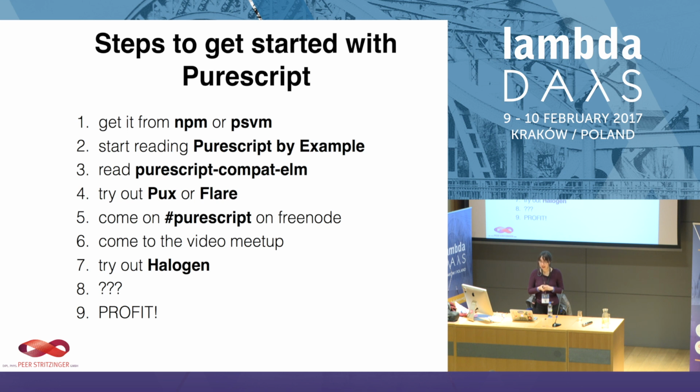And if you come from Elm, you should probably read the library Purescript Compact Elm, which is the library used by that Elm implementation in Purescript. Because it will show you how you do the same things as Elm in Purescript, like tuples are different and stuff like that. It's actually quite useful. Then you could try out Pux or Flare, and you could visit the Purescript channel on Freenode, or come to the online video meetup, which I think is monthly or twice a month. And then you could try out Halogen and free monads and stuff, make your web app, and profit. That's how it usually works.